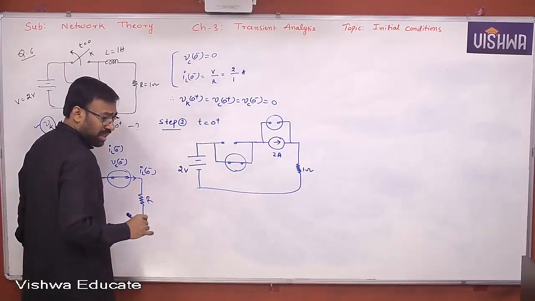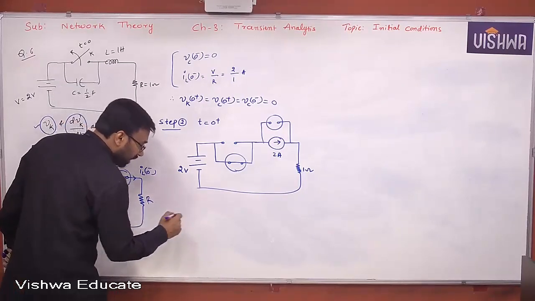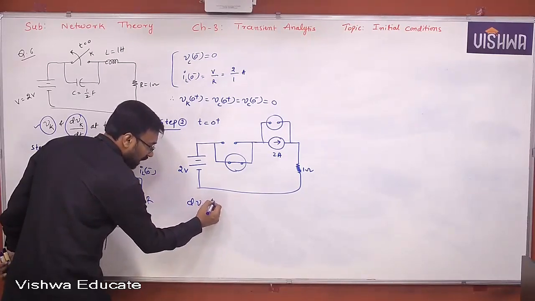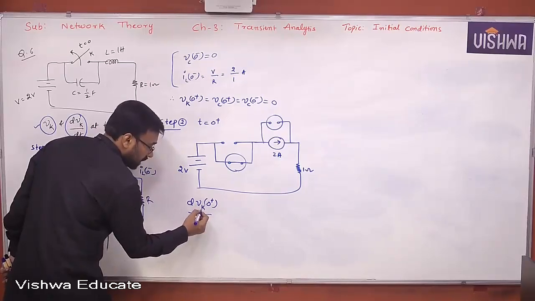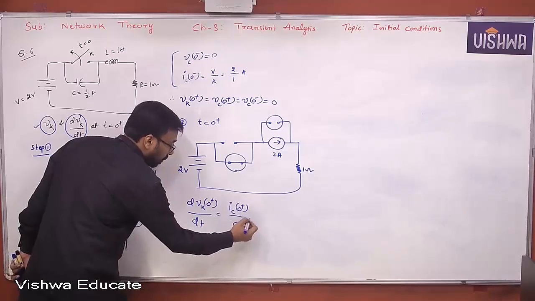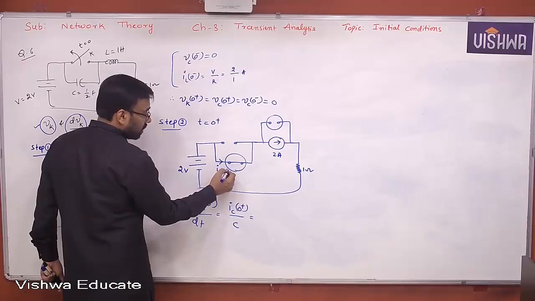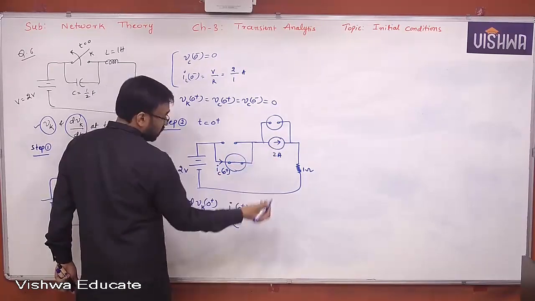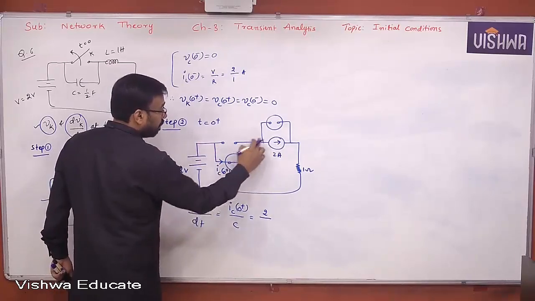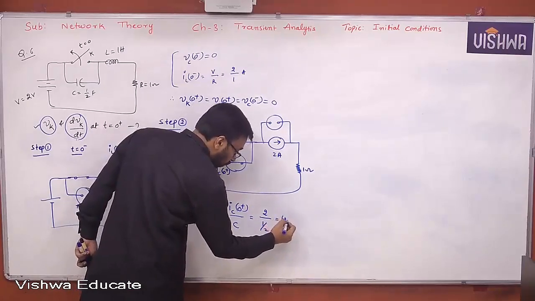And what are they asking actually here? dVk of 0 plus by dt. In fact, dVk of 0 plus by dt is nothing but IC of 0 plus by C, yes or no? But what is IC actually here? This is the current, right? IC of 0 plus and these 2 amperes are the same, look at this path, the same path. Therefore 2 amperes, and C value is 1 by 2. Therefore 4 volts per second.